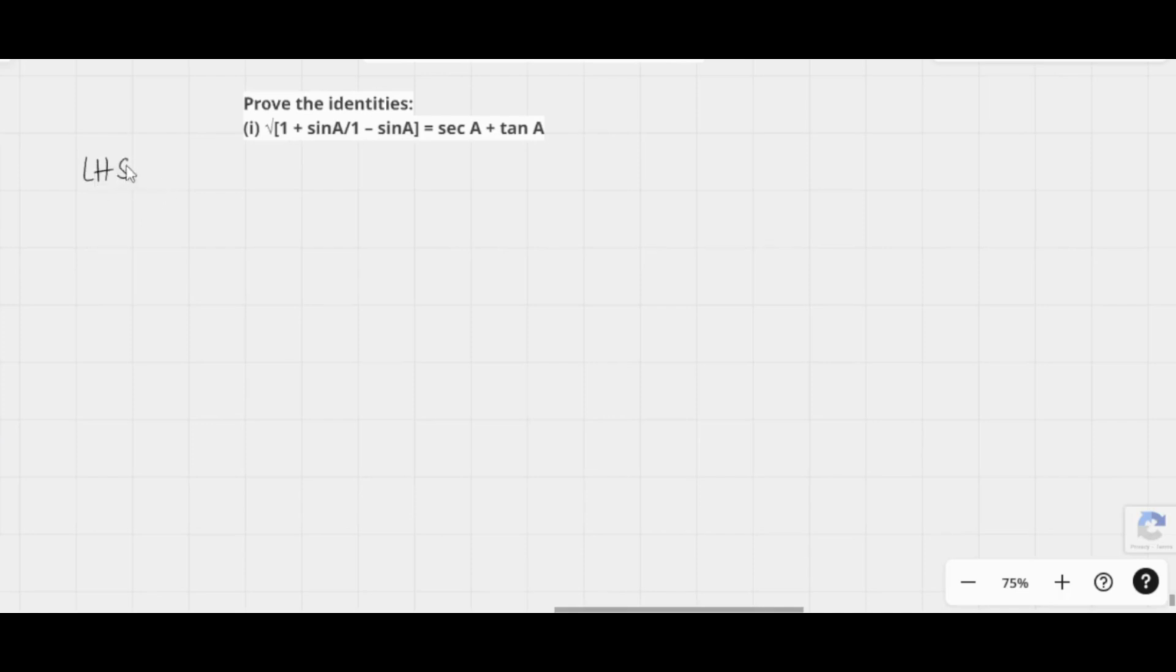Left hand side, it is root of 1 plus sine A by 1 minus sine A. Okay, but here in the RHS we have to prove secant A plus tan A. So now go check with the RHS. What terms are there in the right hand side? Sec A means what? 1 by cos A. Tan A means sin A by cos A. So the denominator, what is it? The denominator is cos. But in the left hand side, there is no cos at all.